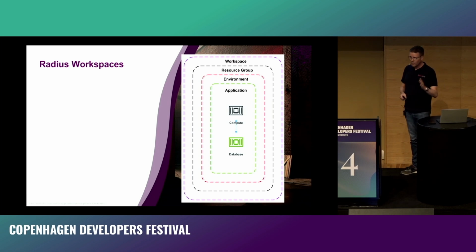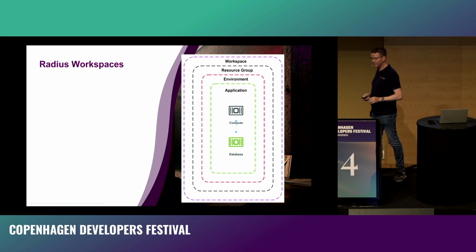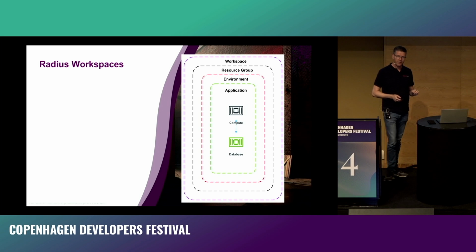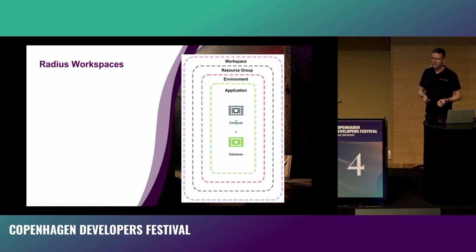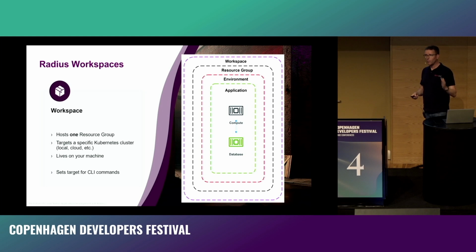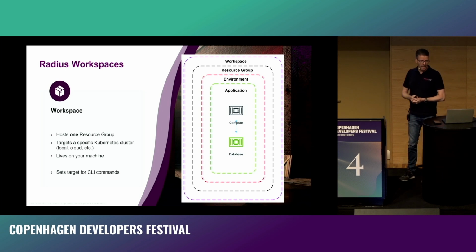Right, okay. One more layer of complexity before I go into the demo, so bear with me here. I already mentioned that Radius runs on Kubernetes. Well, which cluster do you want to talk to? And this is where workspaces come in. A workspace is something that lives on your development machine, much like the kubeconfig file if you are a Kubernetes user, and it targets a resource group on a specific cluster.